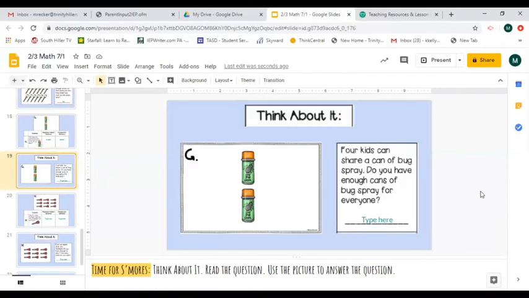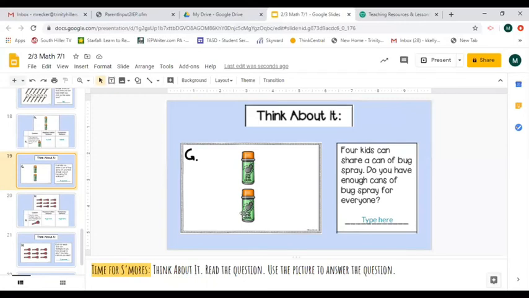4 kids can share a can of bug spray. Do you have enough cans of bug spray for everyone? So to figure this out, I would count by 4s. So this first can, that's 4 kids that I can spray. And then the second can would be 8 because 4 plus 4 is 8. So that's 8 kids. And that's not enough to spray our 12 kids that are going to be there.